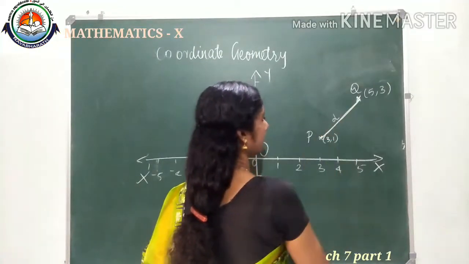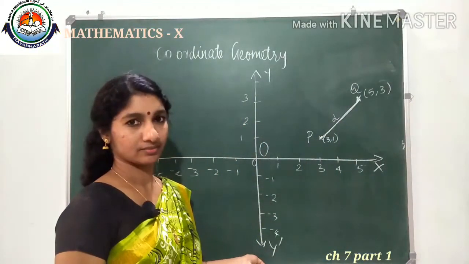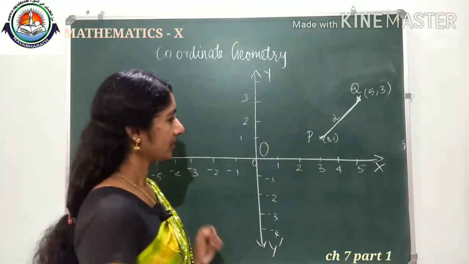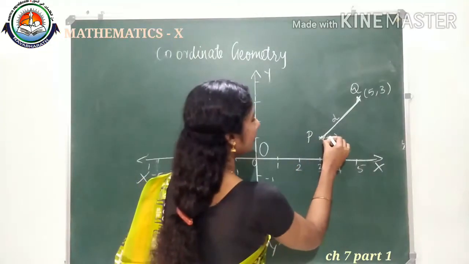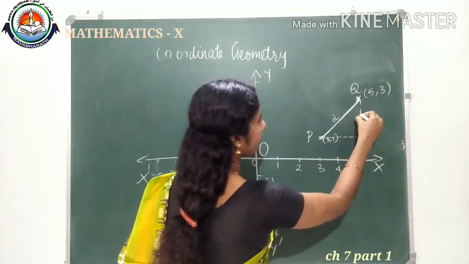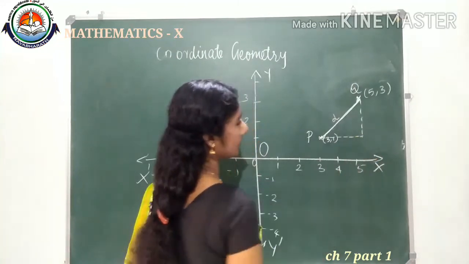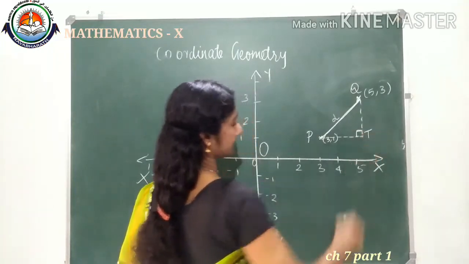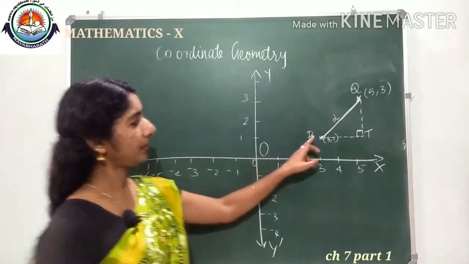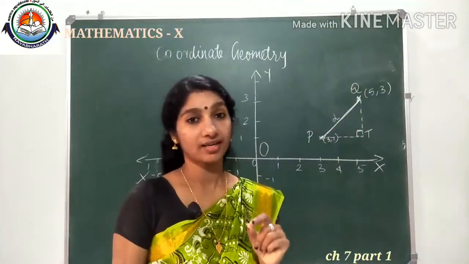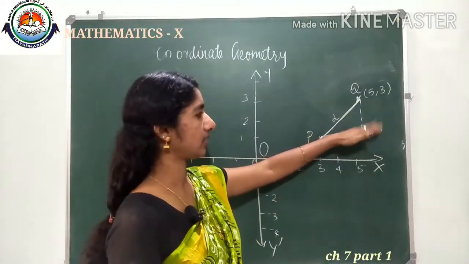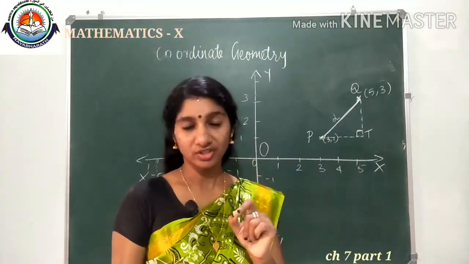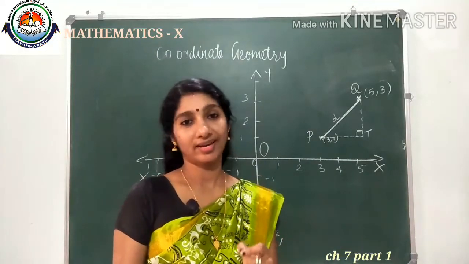This distance, the PQ length, we need. How can we find PQ's length? See, if we draw one horizontal line and one vertical line like this, we will get a right triangle. We can name it T. Now, PTQ is a right angle triangle because we have drawn a horizontal line and a vertical line. Since it is a right triangle, how can you find the length PQ?